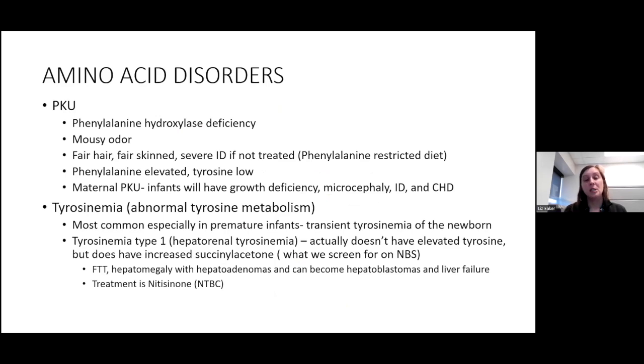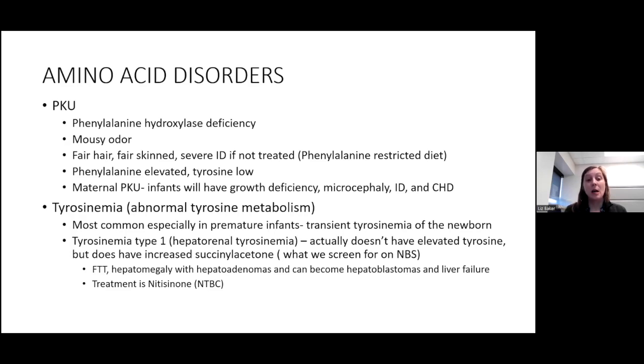And then another thing to note is maternal PKU. So if mom has PKU and they become pregnant, then the infants, if they're not treated appropriately, will have growth deficiency, microcephaly, intellectual disability, and congenital heart disease. So it's important for the moms to still be on that special diet to keep their phenylalanine levels in the appropriate range.